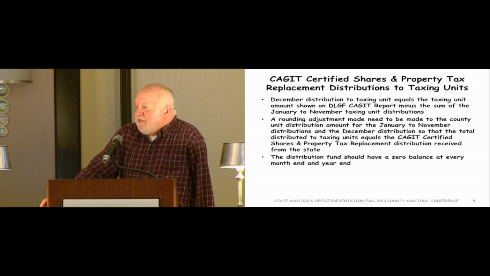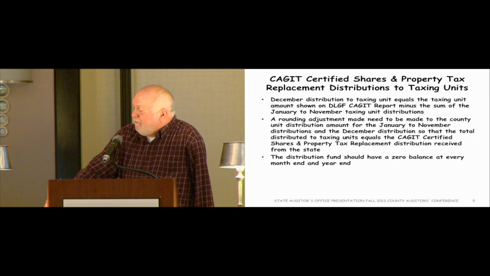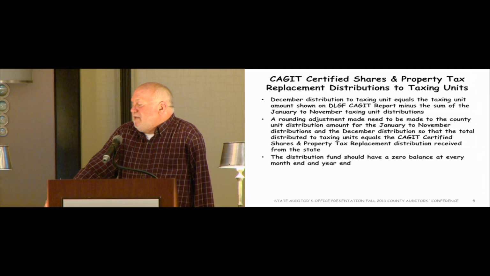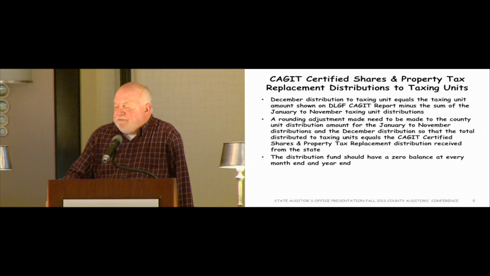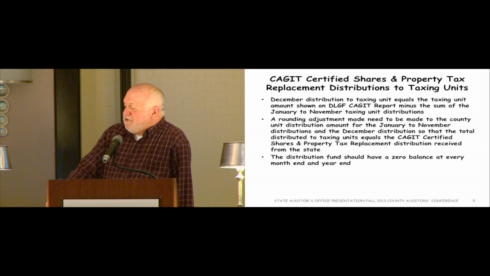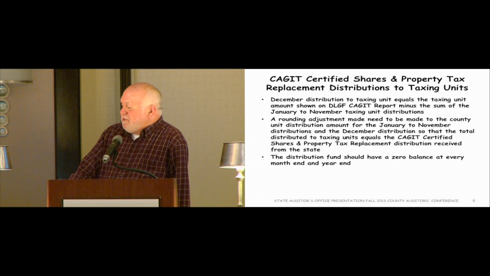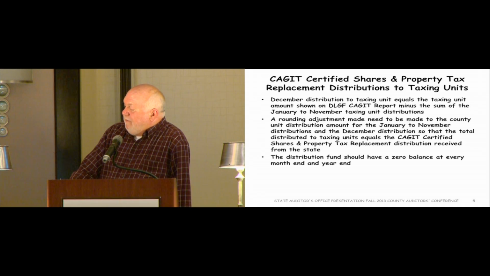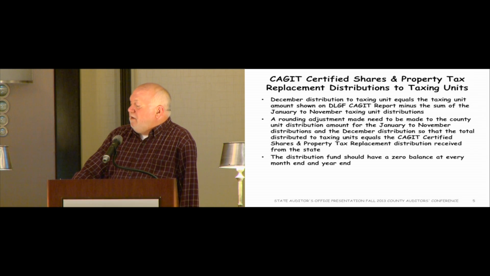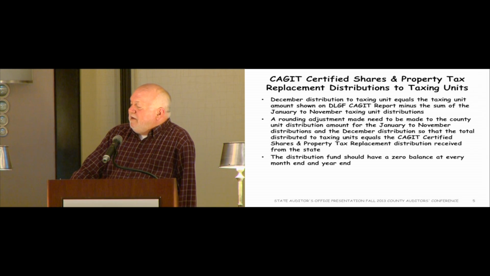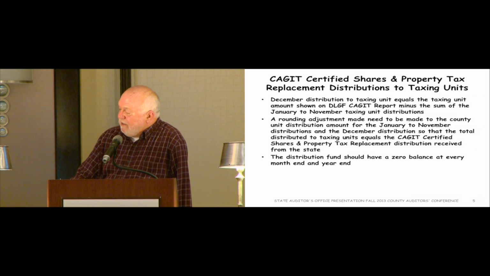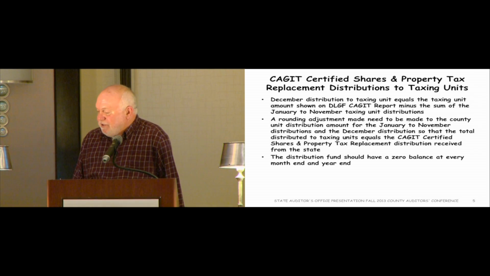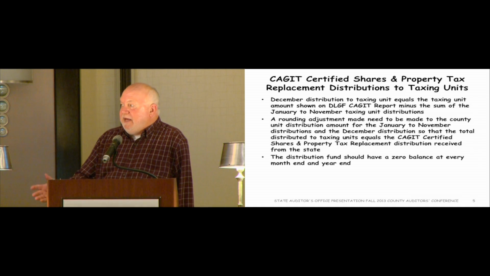If a rounding adjustment needs to be made in any one month or for the full year, I suggest you make that to the county amount. The rounding adjustment should be very, very small. It should be pennies, if any, rounding adjustments made. If you find that you're having to make a larger than minuscule rounding adjustment, then you need to recheck your computations. And if you're still having problems, just let us know and we'll help you with that. But to repeat again, the distribution fund should have a zero balance at the end of each month and at year end.